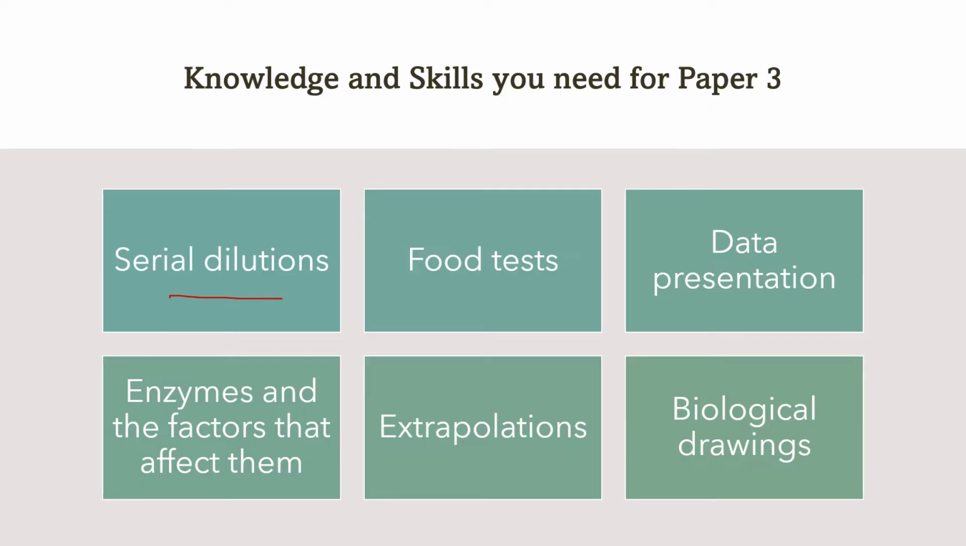So knowing how to do serial dilutions is important, and I'll just go into it in a bit of detail in this video, but I intend to do another video on how to do food tests, serial dilutions, and so on in more detail. You also need to be able to do food tests like I've just mentioned. Food tests are things like being able to test for starch, being able to test for proteins, how to test for reducing and non-reducing sugars, as well as how to test for lipids. So those are the 5 classes of tests that you are expected to know.